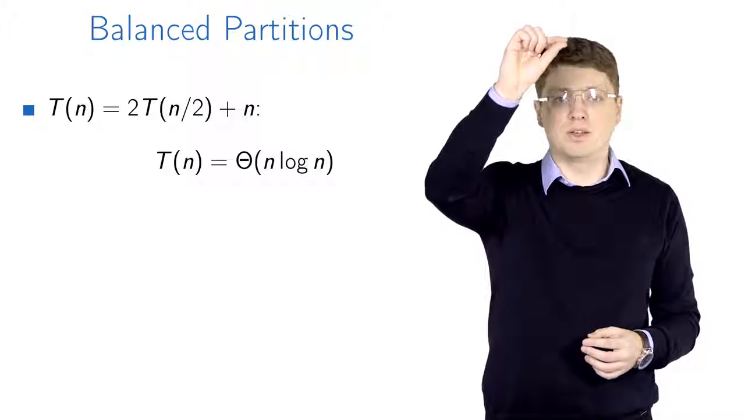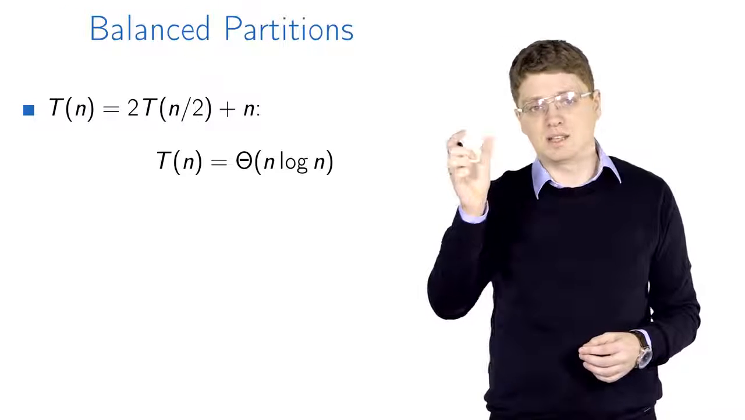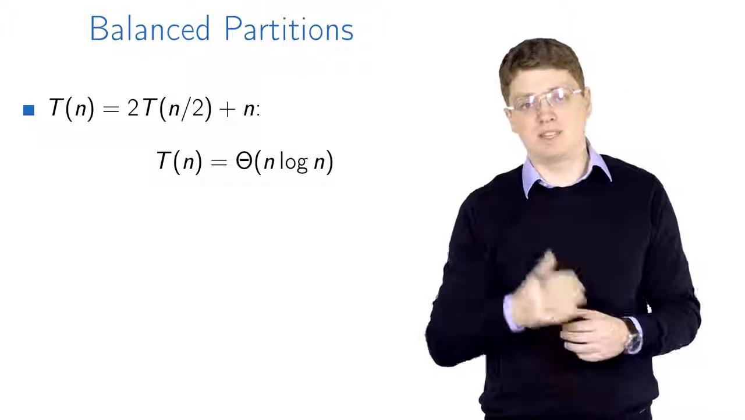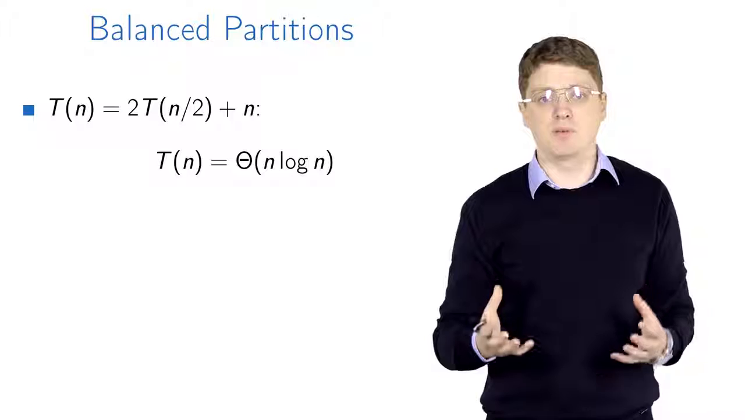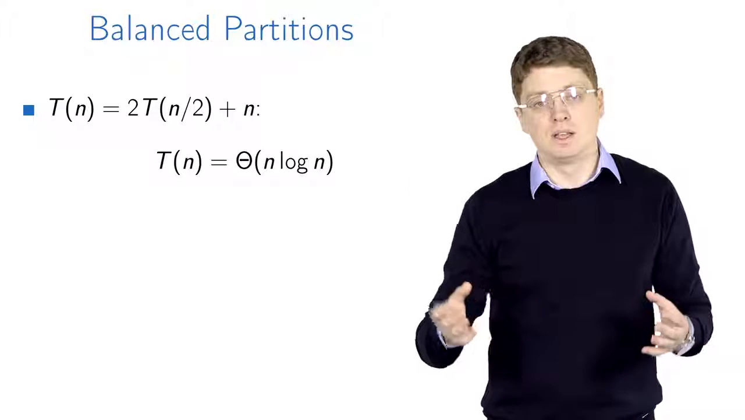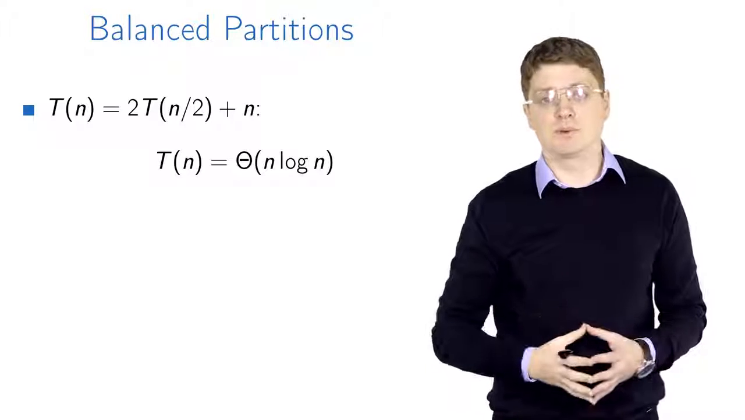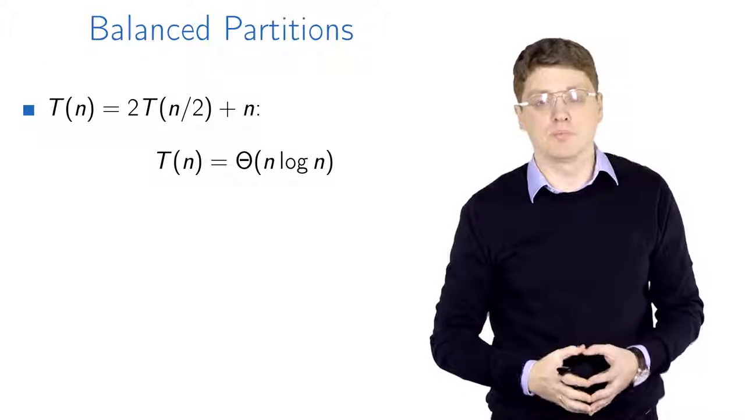So we have one array of size n at the top, two arrays of size n over 2 at the next level, the sum is n. The four arrays of size n over 4 at the next level, the size is still n, and so on. And at each level, we spend a linear amount of work. And this is essential. So we spend a linear amount of work at each level, and we have a logarithmic number of levels, which means that we spend n log n time in total.